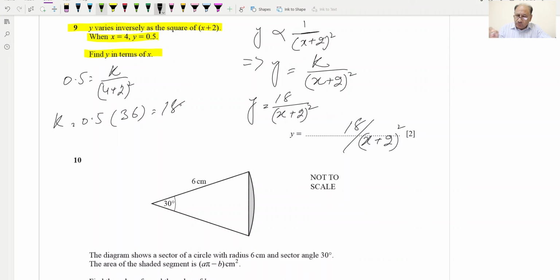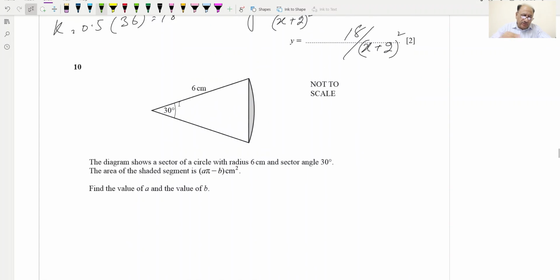Now question number 10, a diagram is provided which is not to scale, and a sector is provided. The diagram shows a sector of a circle with radius 6 centimeters, and a sector angle is also provided. Radius is 6 and angle is 30. The area of the shaded segment is this one. Find the value of a and b.